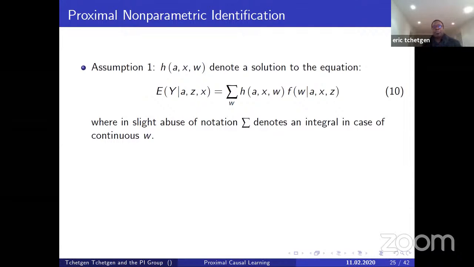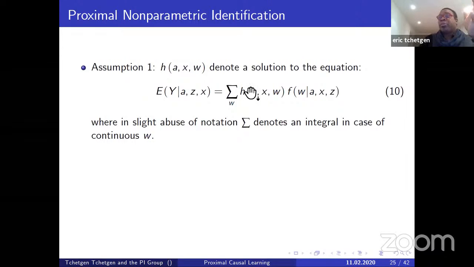So let's talk about nonparametric identification. The first assumption is that there is a solution to a certain integral equation. Here's the integral equation. You run Y on A, Z, and X. You estimate the density of W given A, Z, and X. And you want to find a function of A, X, and W that solves this integral equation. So our first assumption is that there is one such solution.